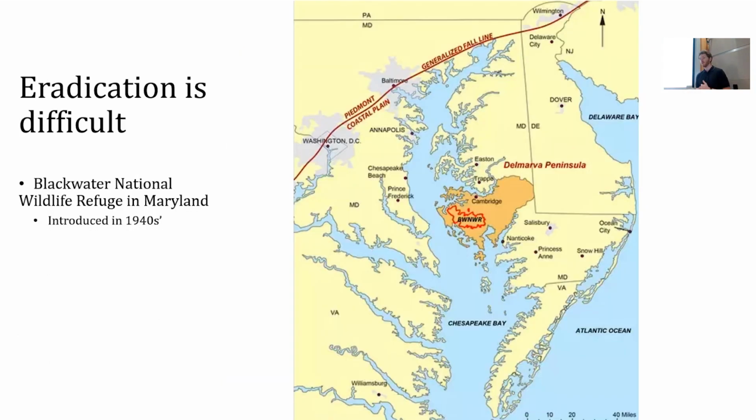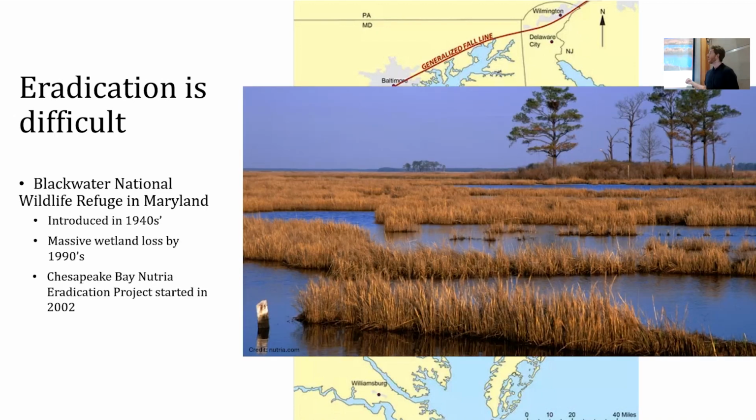Like many other invasive species, nutria are very hard to get rid of once they're established. There's this case study in the Blackwater National Wildlife Refuge in Maryland, in which nutria were introduced there in the 1940s. This area has a lot of this freshwater coastal marsh habitat that nutria love. So sure enough, the population boomed, and by the 1990s, you had this massive wetland loss in these areas. So the federal and state agencies got together, and they formed this Chesapeake Bay Nutria Eradication Project in 2002.